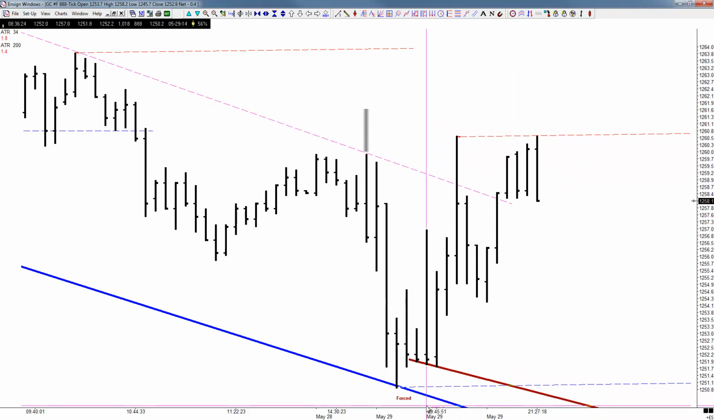Are you going to flip the exit from behind the action to in front of the action? I don't want to get out up here. I want to get out down here. But I need logic. I need something that tells me that gravity is turning. How about that?